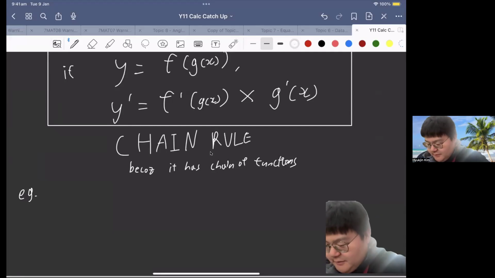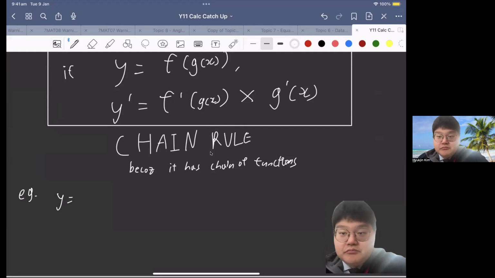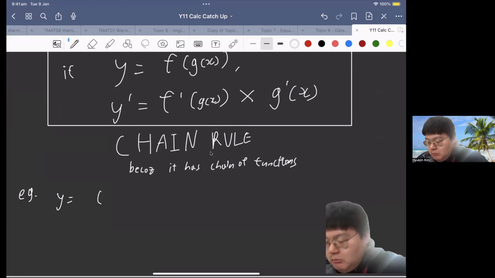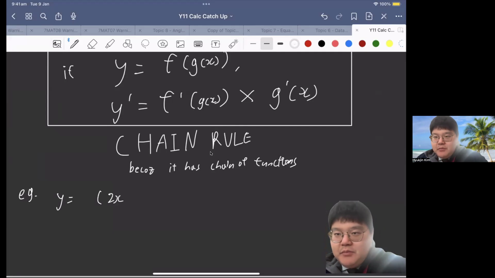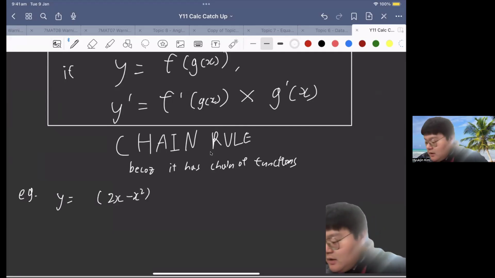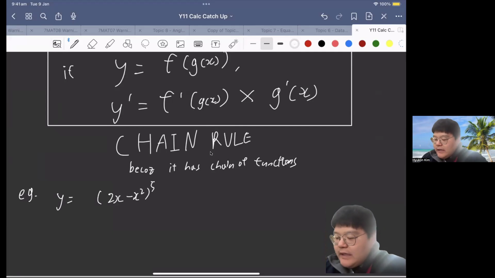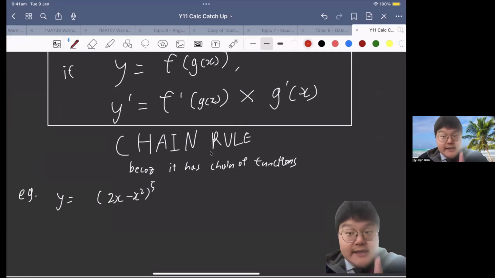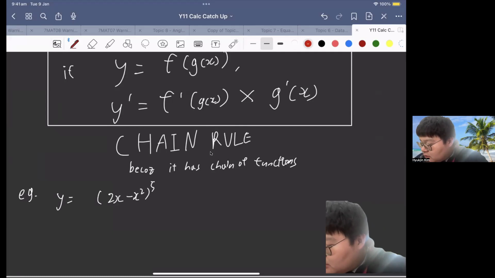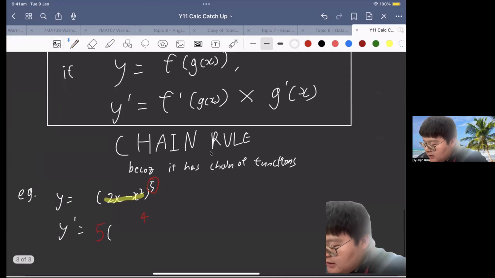What's an example? Let's say y equals (2x minus x squared) to the power of 5. All I need to worry about is what is the inside function and then what is the unknown one. Okay, so y dash would be 5 and then now it gets differentiated, (2x minus x squared) to the power of 4.